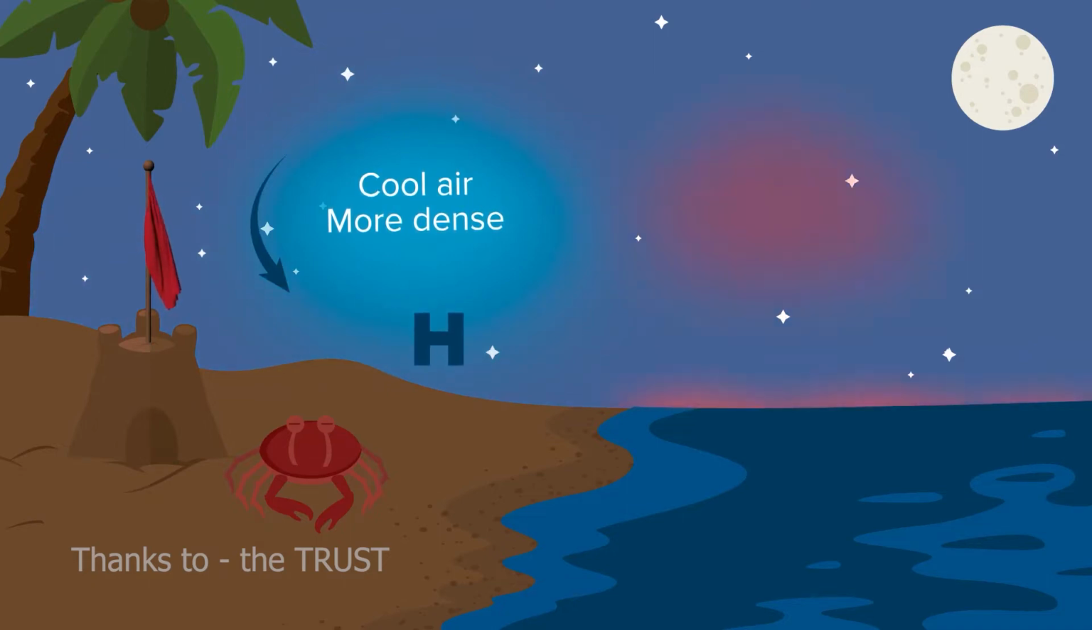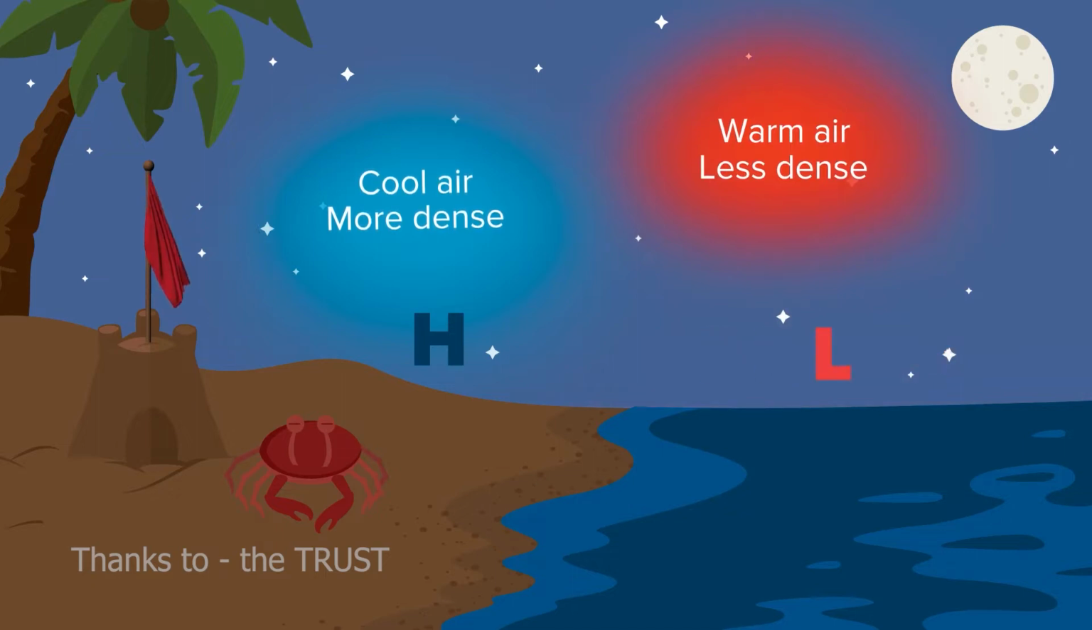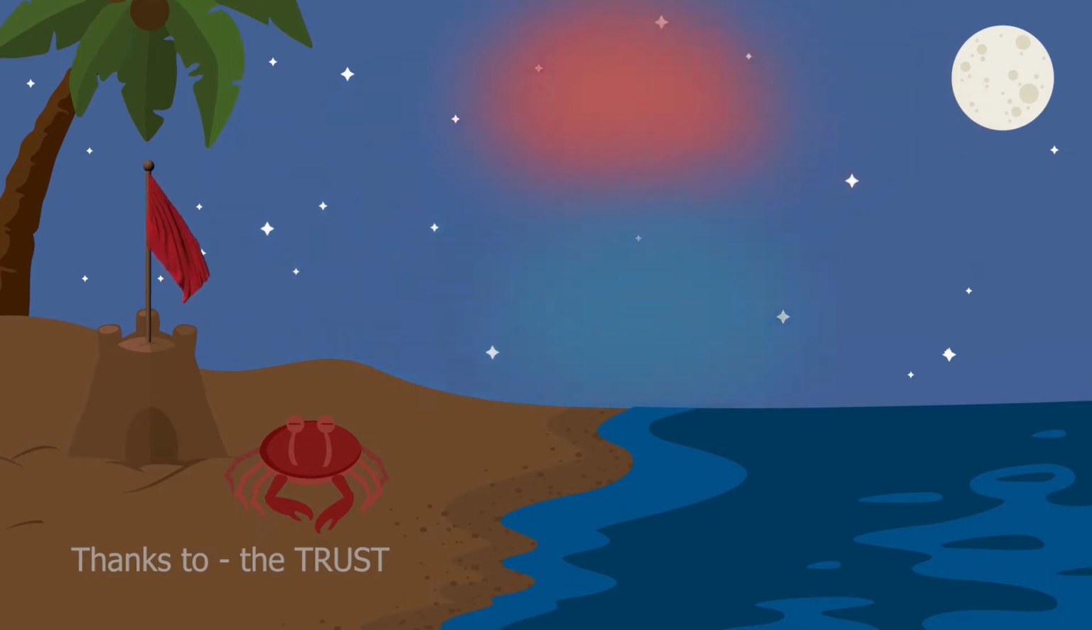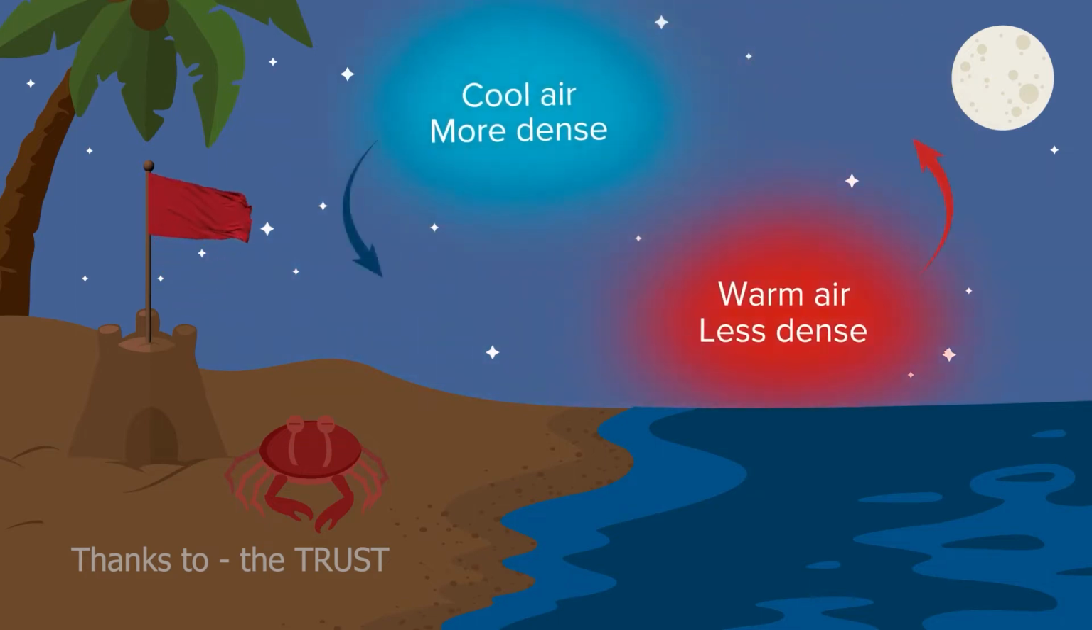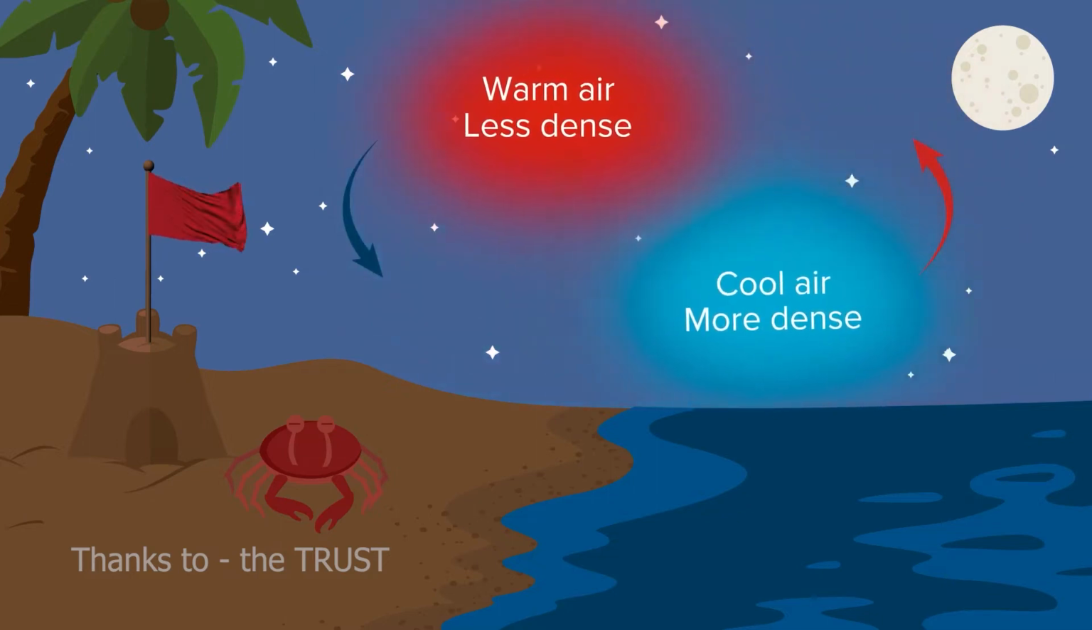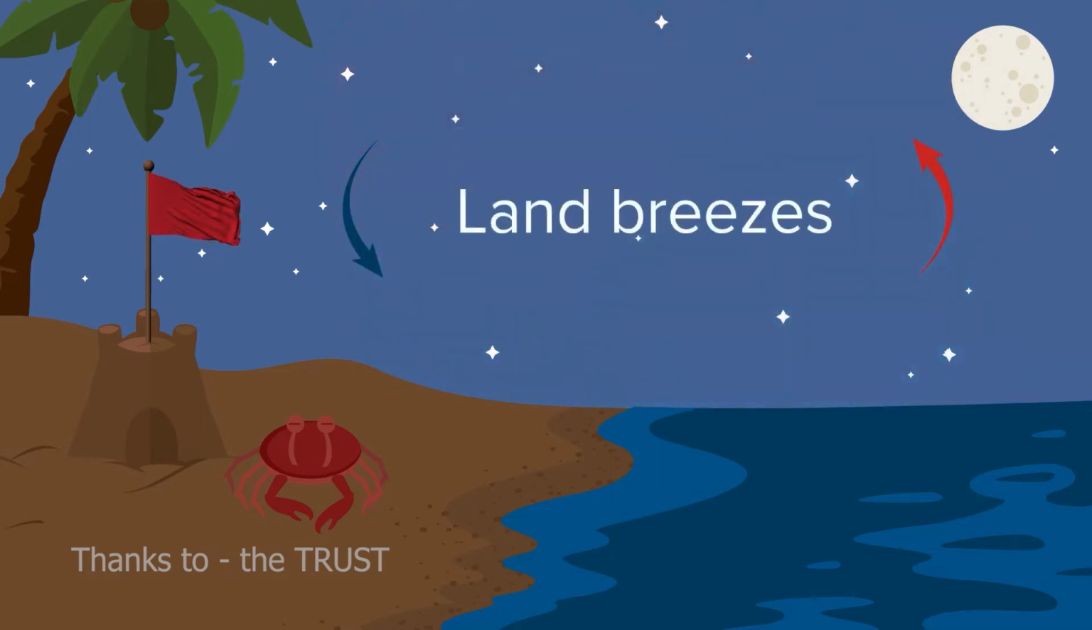Meanwhile, because water cools down slowly, the air over the ocean is still warm. Warm air, being less dense, expands and rises, leaving an area of low pressure over the water. At night, cool air over land moves towards lower pressure over the ocean. This air is warmed by the water and rises, and the cycle continues. Winds that blow from the land to the sea are called land breezes.